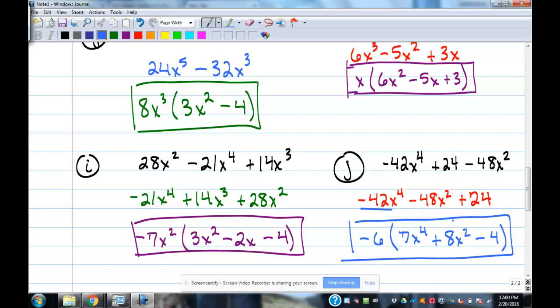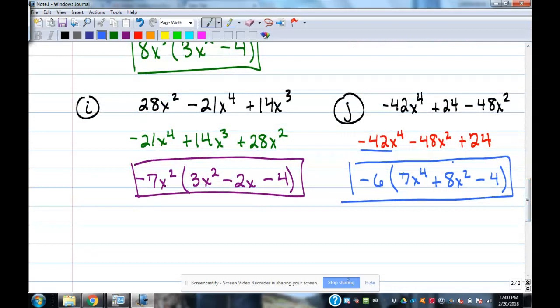Guys, it really doesn't get any more complicated than this. It really is this easy, okay? So, we're going to do a handout for practice today.